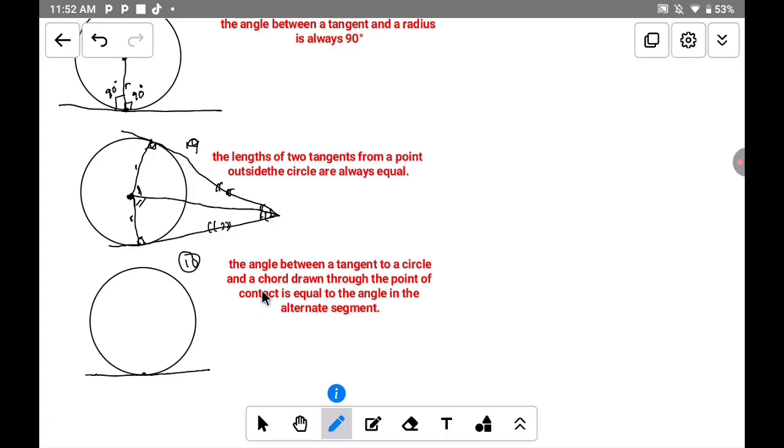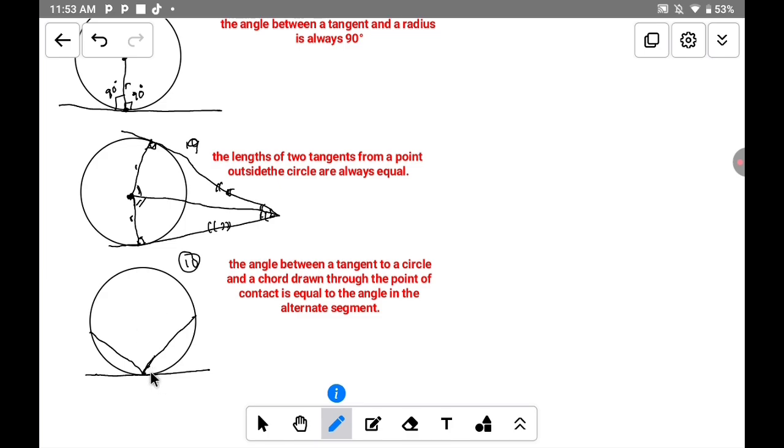The angle between a tangent to a circle and a chord drawn from the point of contact. So for this, from the point of contact, we have a chord. If you draw a chord like this, it is equal to the angle in the alternate segment. Now, if you want to work on this chord, this is the minor segment, and this is the major segment.